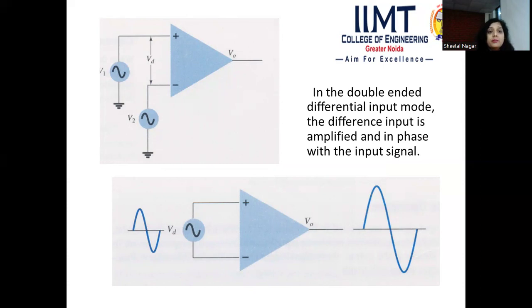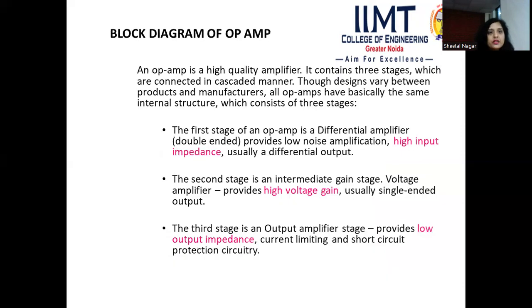In this case, we will apply the input signal at both the inverting and non-inverting input terminals, and will get the amplified output voltage. Now, this is the block diagram of the operational amplifier. Basically, the operational amplifier block diagram contains 3 stages: first stage, second stage, and third stage. An operational amplifier is a high quality amplifier. It contains 3 stages which are connected in cascaded manner.